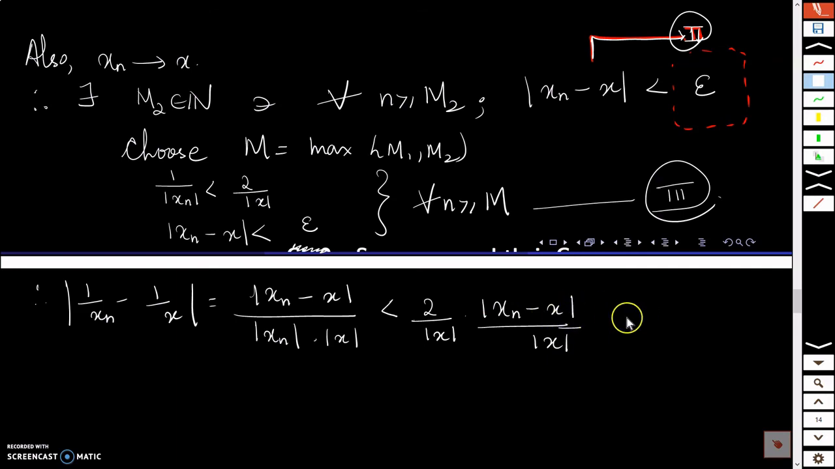Okay, and this works for all n bigger than or equal to capital M. In fact, I can directly put them, no need to put it separately. So this term 1 by mod xn is less than 2 by mod x from here, and mod xn minus x is less than epsilon, right? But finally I need epsilon, and 1 by mod x was already there. So this mod x is already there. I have 2 by mod x here, and epsilon is there.